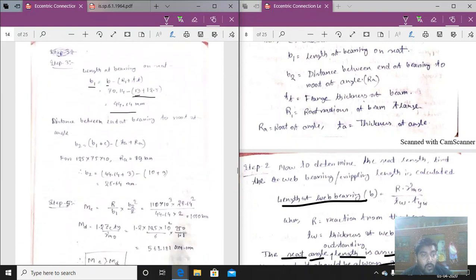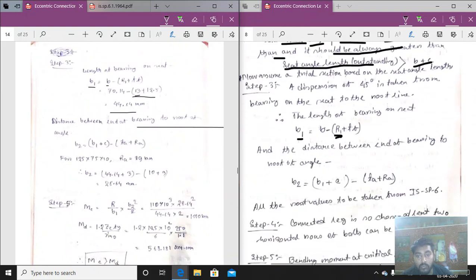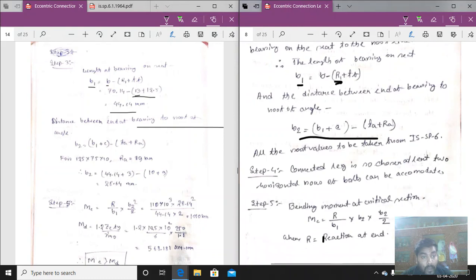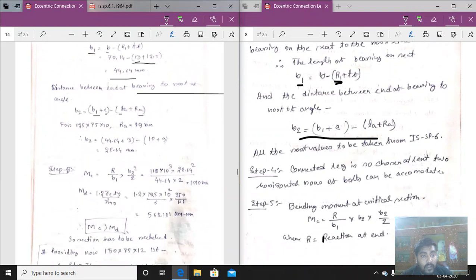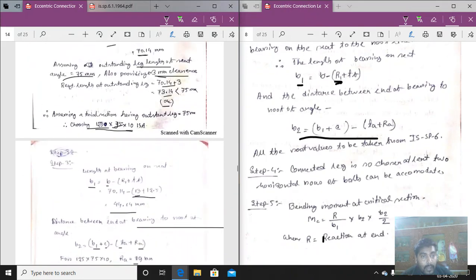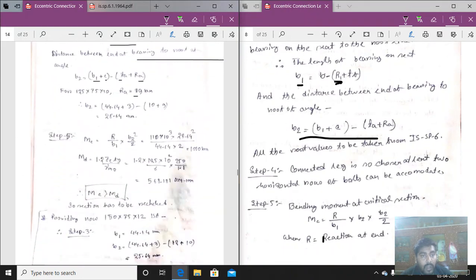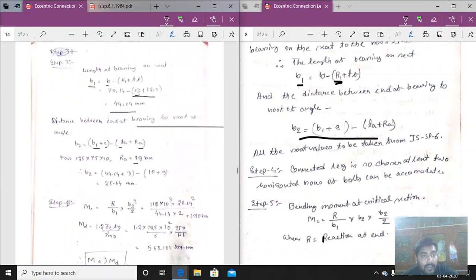Now the distance between the end bearing and the root, that is B2, you have to calculate. The B2 formula is that formula. We know B1, we know C, we know TA, we know RA. TA is the thickness of the angle, that is 10. So putting all the values.